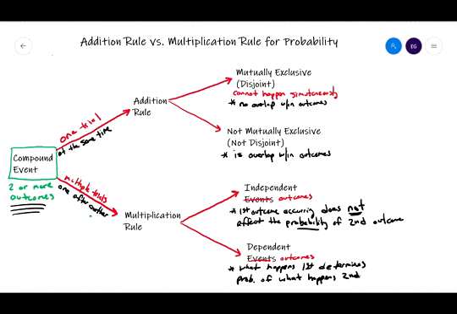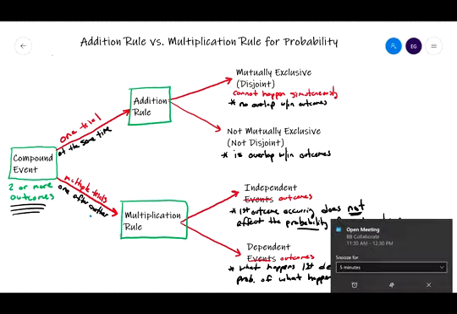Okay, so we've talked about how to determine when to use the addition rule, and that's if we're looking at one trial or two or more outcomes, the probability of two or more outcomes happening at the same time, versus the multiplication rule when we're looking at the probability of one thing happening first and then another thing happening.